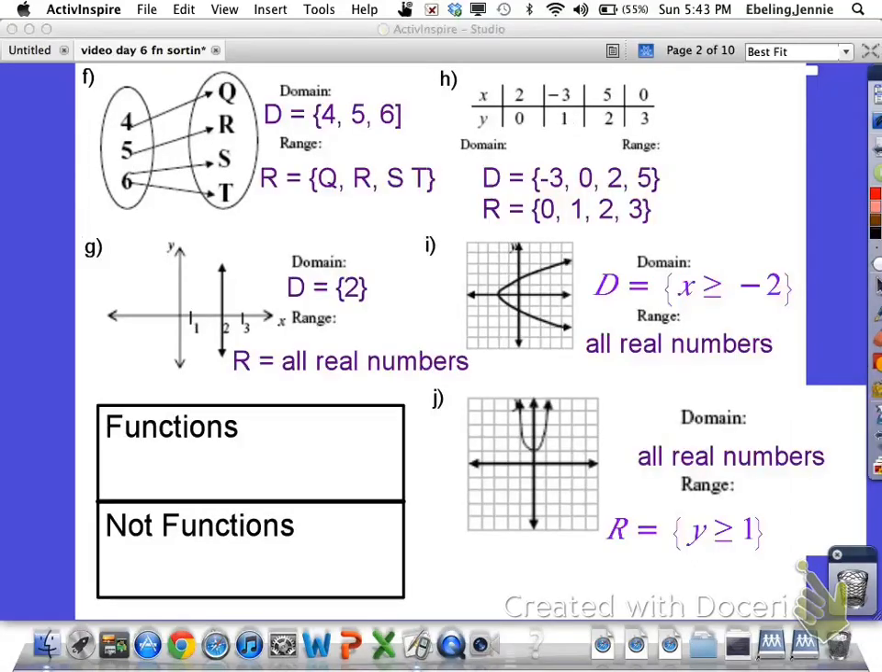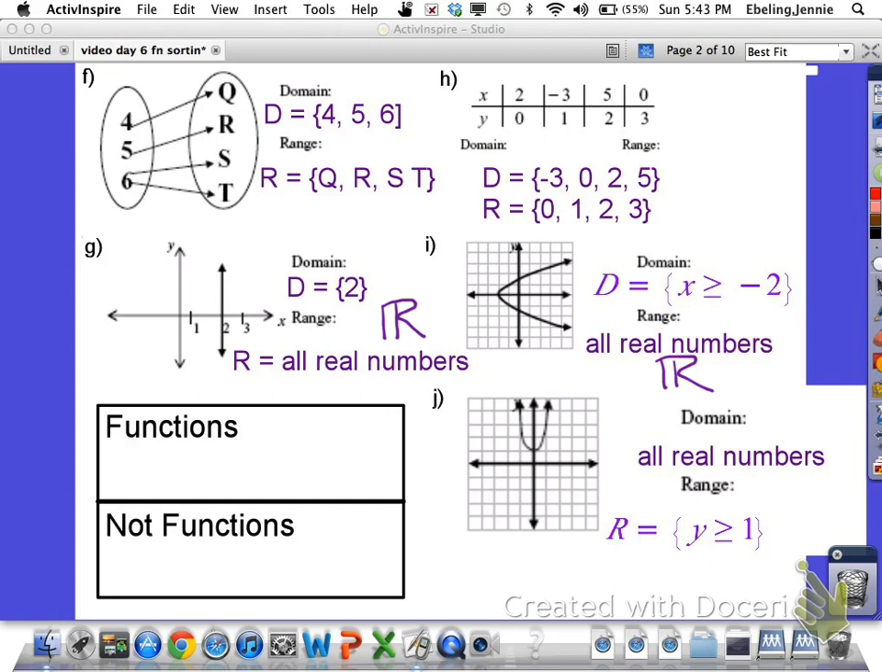Okay, check your domains and range with the answers that I have given below. Now remember that when I write all real numbers, I can use the math symbol that looks like a double bar R. I did type out all real numbers, but a double bar R means the same thing as all real numbers.